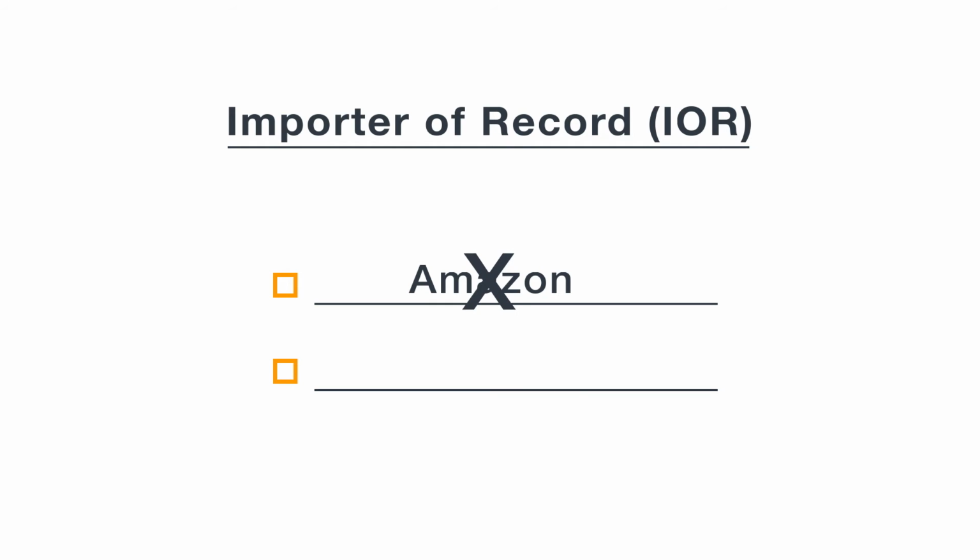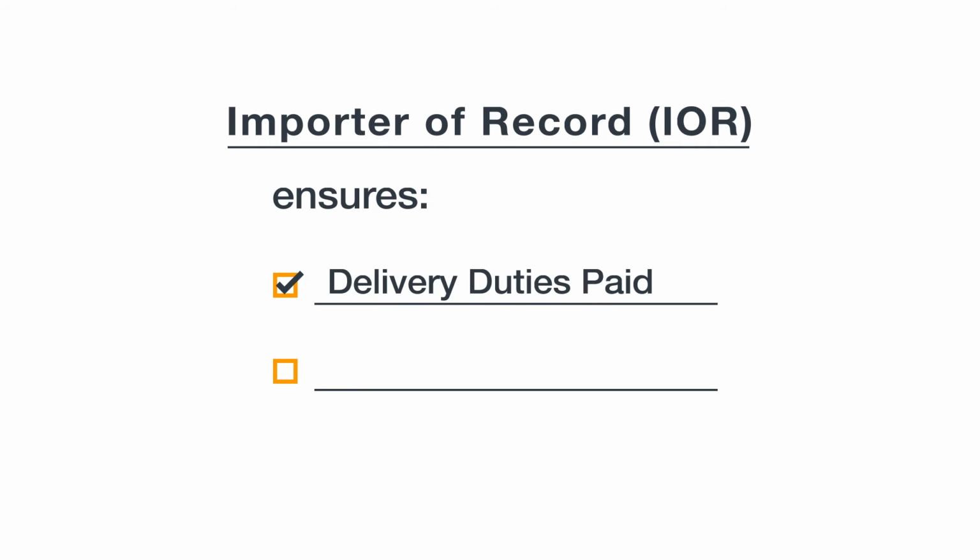Amazon will not act as the importer of record for any shipment, and if you leave this field blank, your shipment may be refused or returned to you. The importer of record ensures all shipments have delivery duties filed and paid, and that they are compliant with all local laws and regulations. The most common reason shipments are refused is because delivery duties are not paid, so please make sure to confirm with your carrier to avoid any issues.